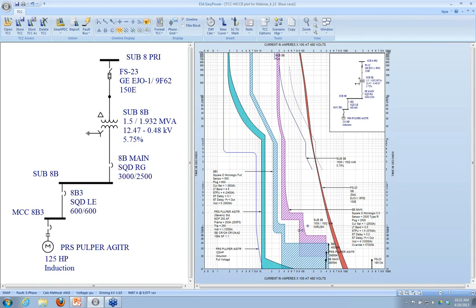Now, these have adjustable instantaneous trips, so I can increase this instantaneous. The higher I go, the more likely they are to coordinate, right? Because if my fault current's down at this level, then the feeder should trip before the main, because the main here is on its short time delay. But if I increase this, eventually I get to the maximum value, the override. So I can't get rid of this little piece.